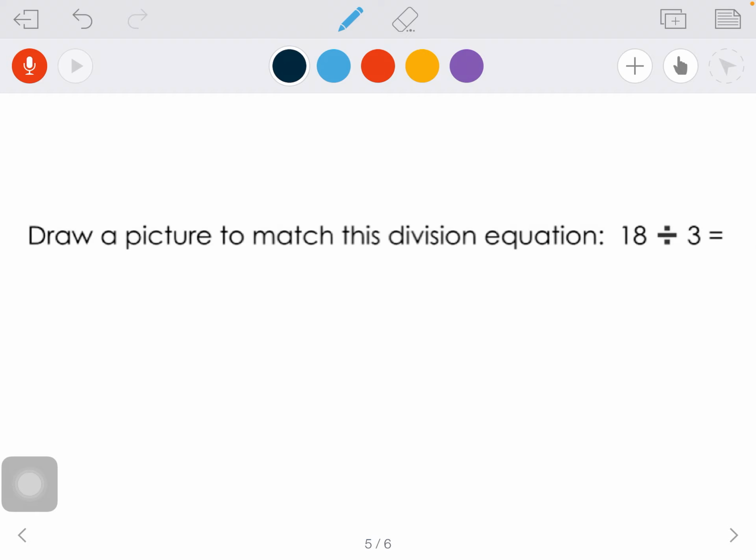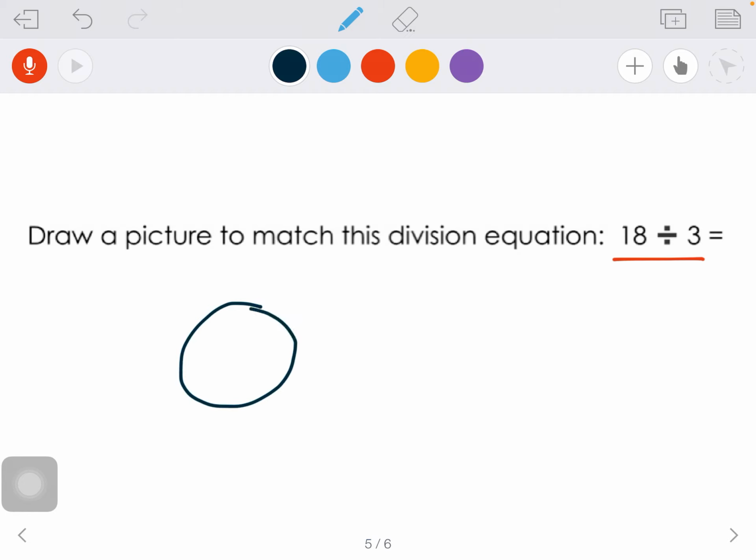Okay, here's your final task. Now it's our job to draw a picture to match the division equation that we see. And our equation is 18 divided by 3. Remember, what does 18 mean? That's how many objects I have. What does the 3 mean? How many groups. Think to yourself, if I have 18, let's say, circles, and I want to divide them into 3 equal groups, what does my picture look like?